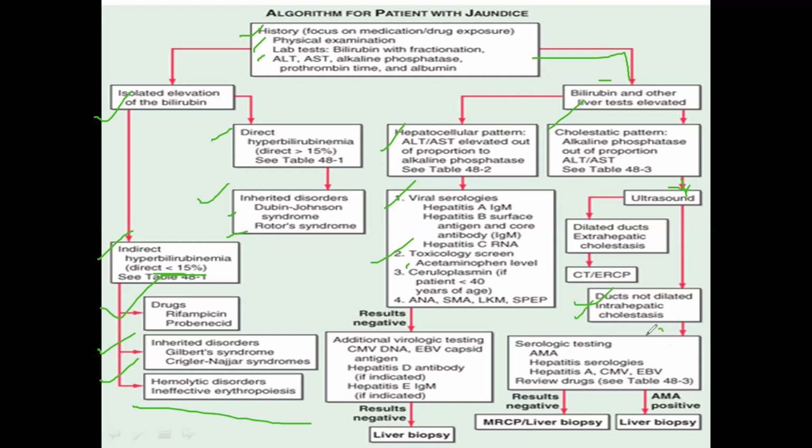In that case, you will need serological testing like AMA and hepatitis serologies like A, cytomegalovirus and Epstein-Barr virus. If this serological testing is negative, you will need liver biopsy or MRCP. And if positive, again you will need liver biopsy. So this is how you will approach the patient with jaundice.